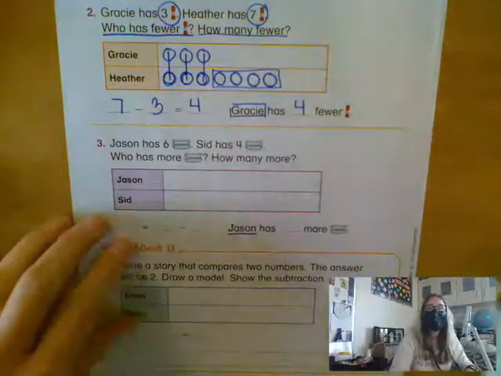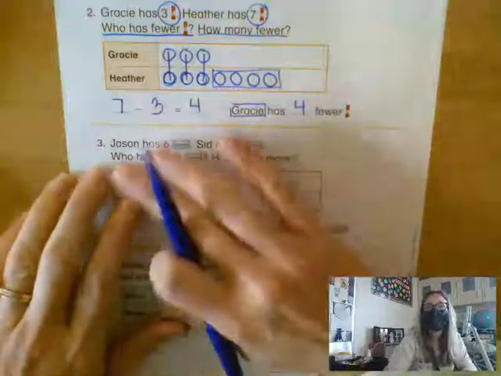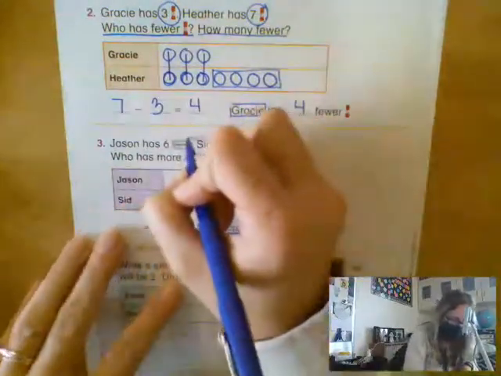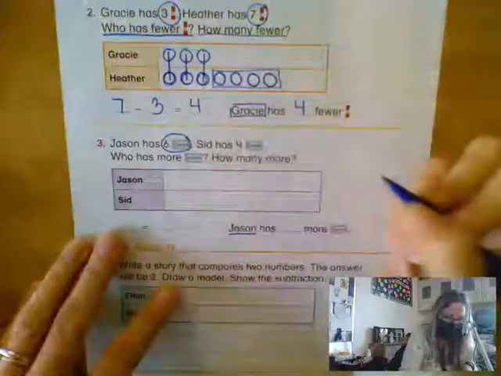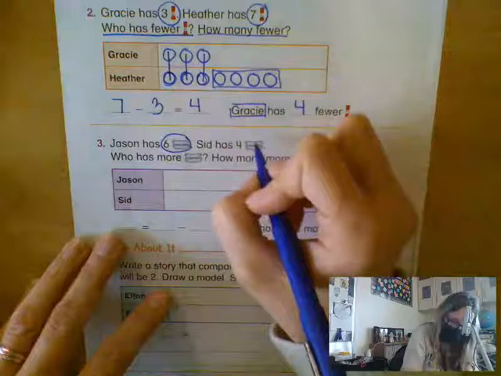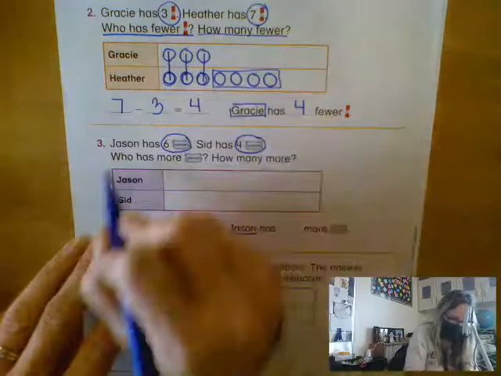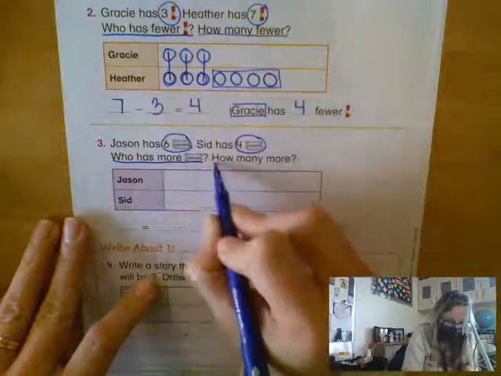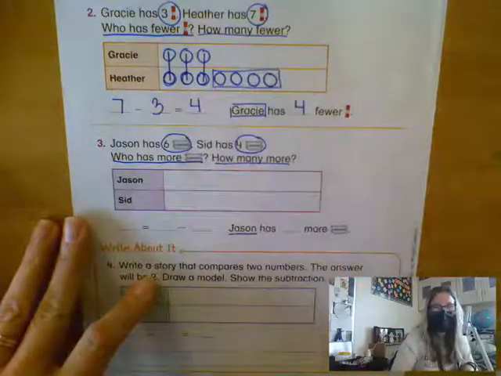All right, so go ahead, Connor, because the problems are the same. Read me number 7. Everyone circle 6 tickets. Sid has 4 tickets. Everyone circle 4 tickets. Okay? Who has more? How many more?